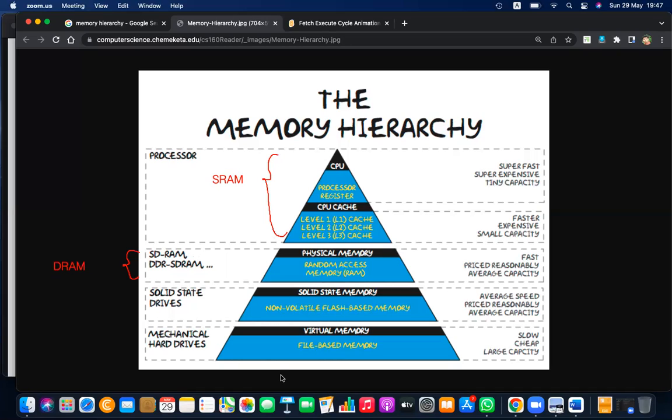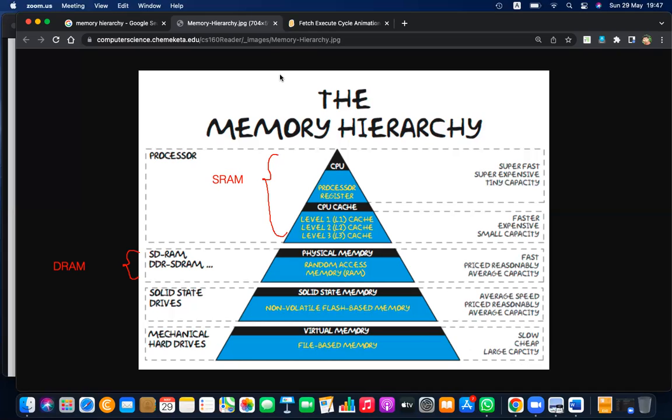Then the next fastest is SSDs, solid state devices, and then you have the mechanical hard drive, file-based memories. Those are cheap, with higher capacity, less expensive too, and slower than the memories here.